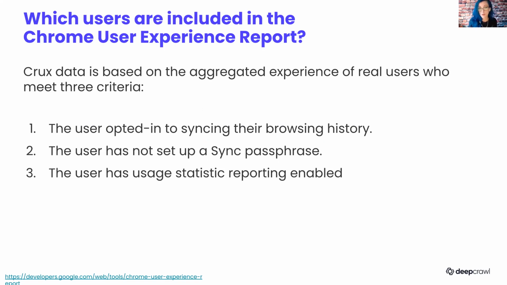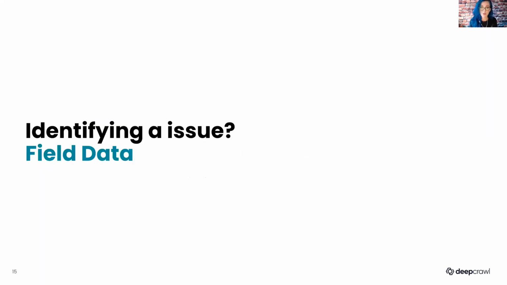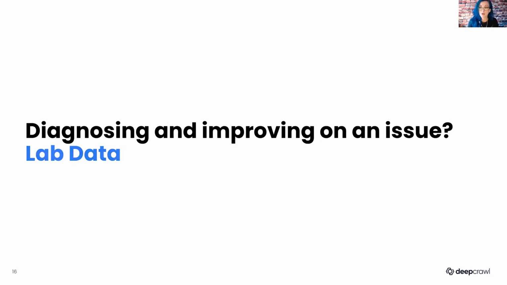Which one should you use when you're trying to identify if there's truly a problem on your site? Field data, that CrUX data, that source of truth. Well, what should you use when you're trying to diagnose and improve on an issue? Lab data. Lab data is a lot more granular. It lets us see a little bit further down the rabbit hole and get insights into what's going on.